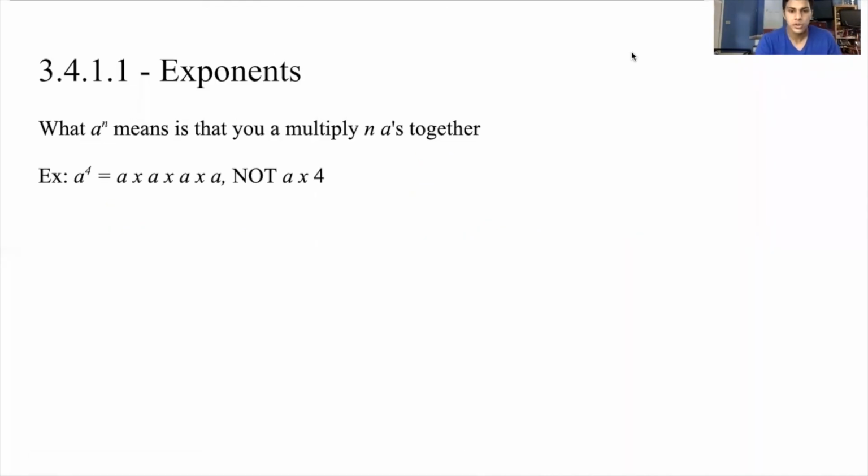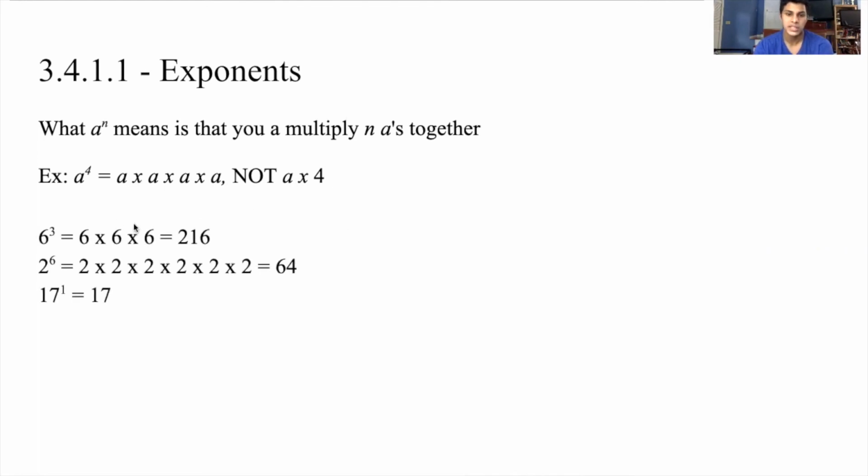All right, just to review what we've learned this lesson, we started by learning what exponents are, which is when you have a to the power of n, where basically what that means is you multiply n a's by each other. So a to the power of 4 would equal a times a times a times a. And remember, it's not a times 4. If we wanted a times 4, we'd write that out as its own, just a times 4.